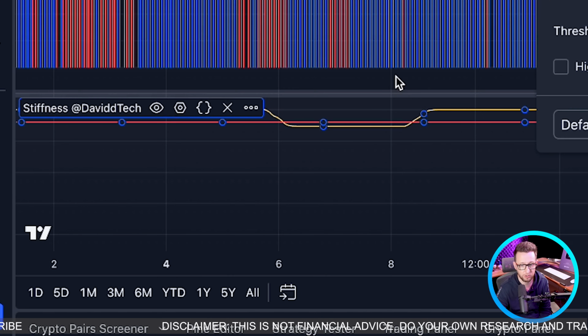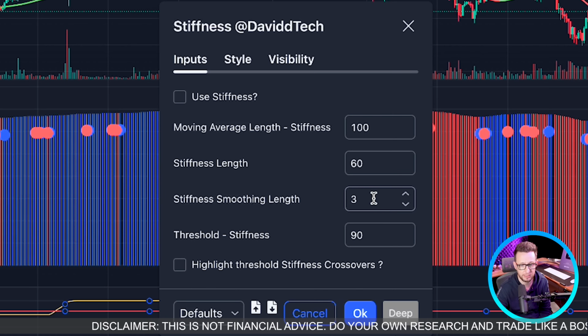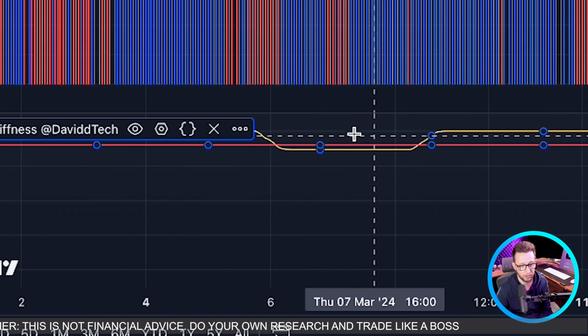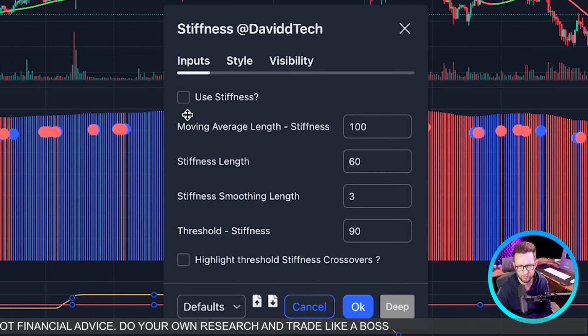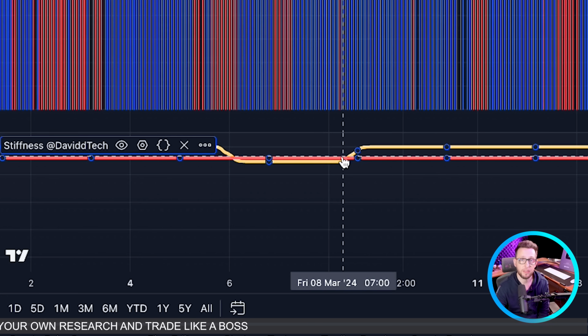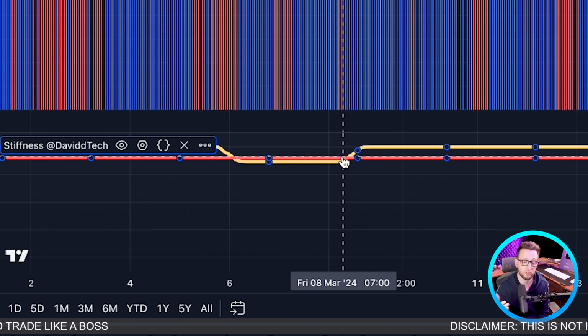Here are the settings we're on today. We're on 163 and the threshold is 90. Now the threshold is this red line. I'm just going to make it a little bit thicker for YouTube. Now the stiffness indicator literally tells us whether there's enough volatility in the market to be able to actually trade or not. We don't want to go into markets where there is no movement.